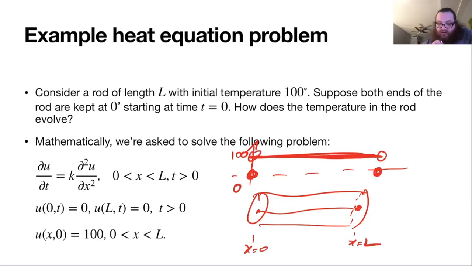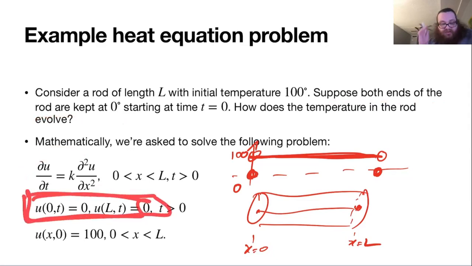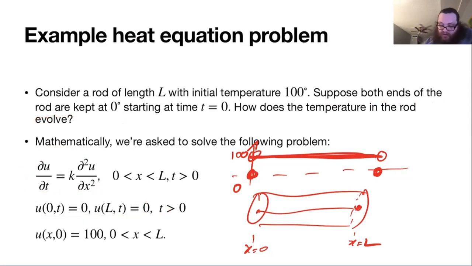How does the temperature in the rod evolve? Mathematically, we're looking at the heat equation, so the evolution of heat. Both ends of the rod are kept at 0 degrees, which gives us these boundary conditions. The initial temperature is 100 degrees, which tells us the initial condition is 100.